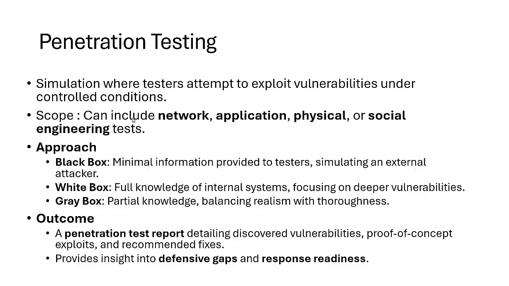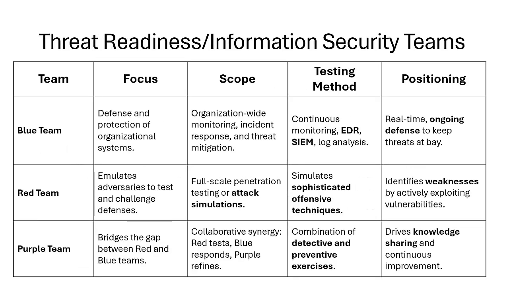Now, when we are doing this assessment, it is done by three types of teams. Please listen to this carefully. The first team is called the blue team. They are the SOC team, the defenders. They focus on defense, protecting the organization's systems. A pen tester is part of a red team, who emulate the adversaries. Adversary means hackers and all that. They emulate the adversaries to test and challenge the defense.